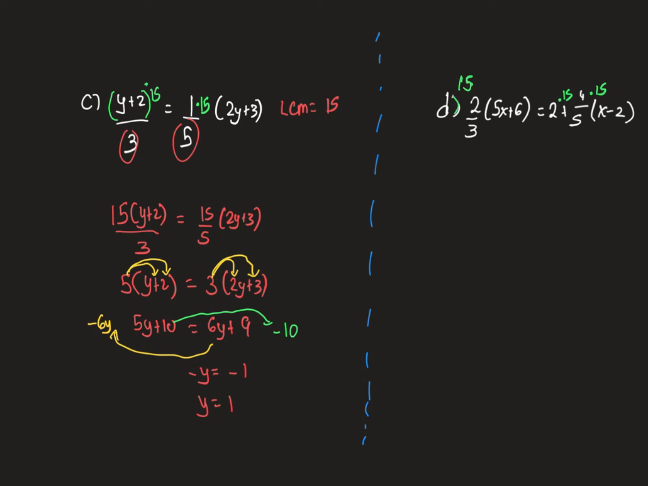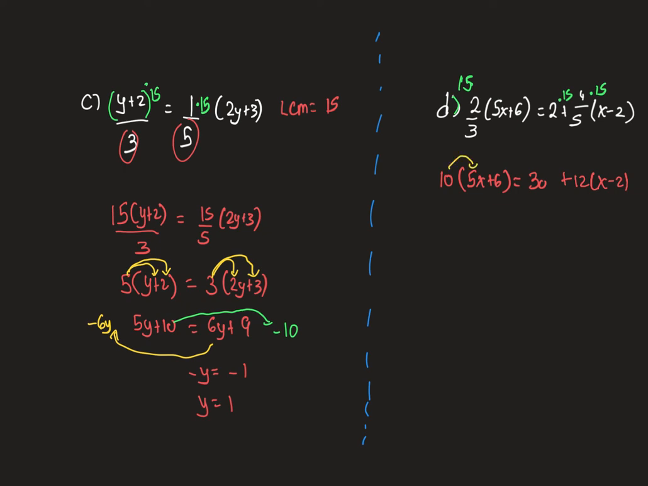All right, so 15 times 2, which is 30. 30 divided by 3 is 10. All right, so out here should be a 10. 10(5x plus 6). 2 times 15 is 30. And then once more, you have 15 times 4, which is 60. And 60 divided by 5 is 12. So 12(x minus 2).